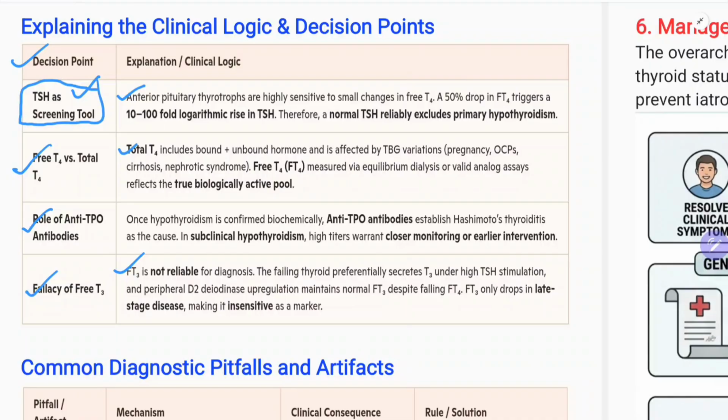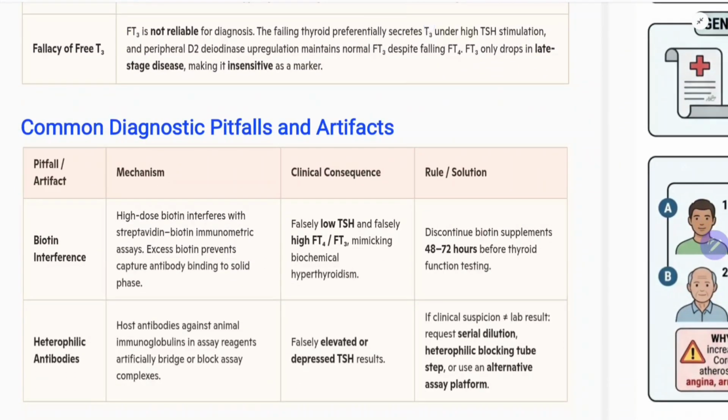So what happens is when there is hypothyroidism, the thyroid gland will secrete more and more T3, and in the peripheral tissues D2 deiodinase is activated more and more, and that's why initially you will have a normal concentration of T3. It will fall in the later stage of this disease. That's why it is not recommended to use it to diagnose hypothyroidism. TSH and free T4 are recommended. Okay, that's about the clinical logic behind this test.